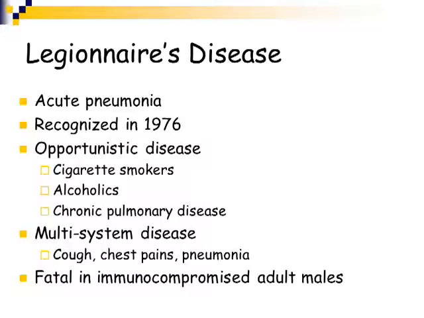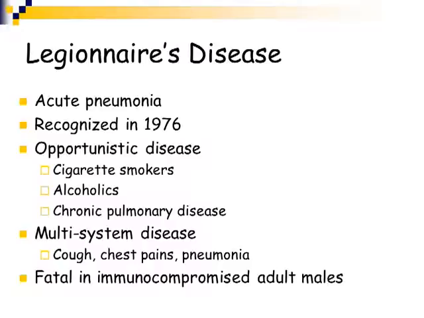Several of these individuals ended up dying. And so when it was looked into epidemiologically, it was found that the majority of people that went to this conference were middle-aged men. And they found that the people that got more severe disease tended to be smokers or alcoholics, or had some type of chronic pulmonary disease such as emphysema, chronic bronchitis, asthma, things like that.